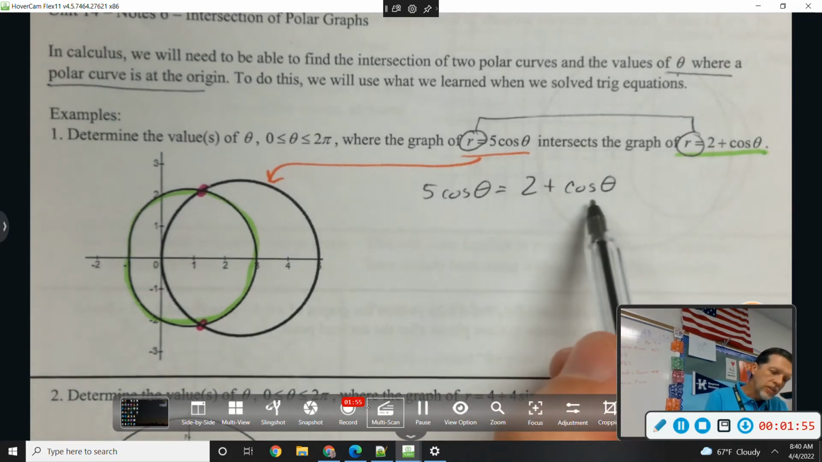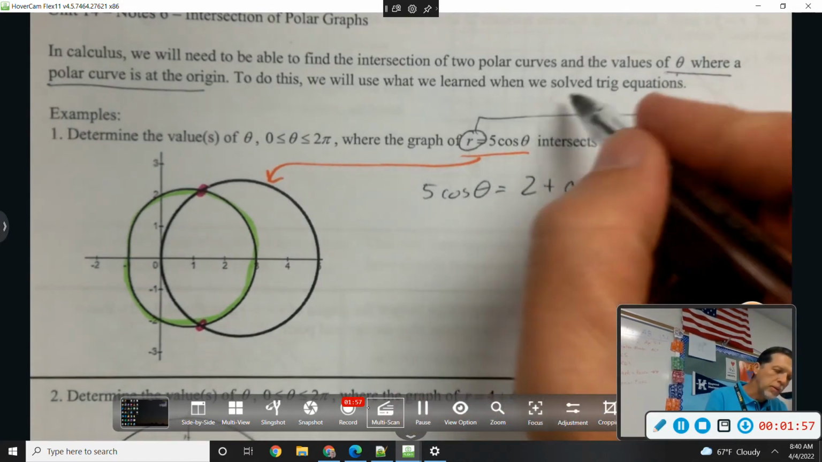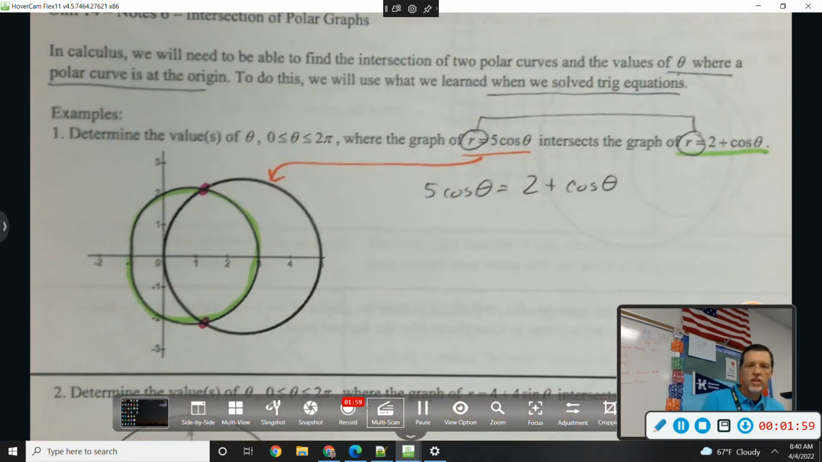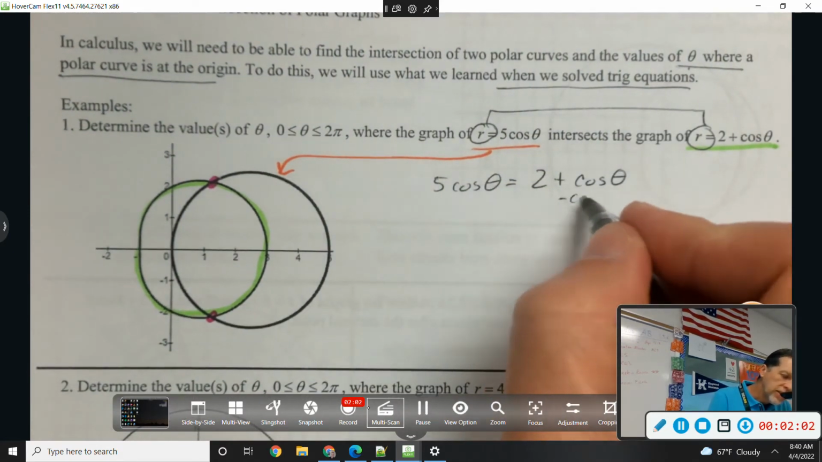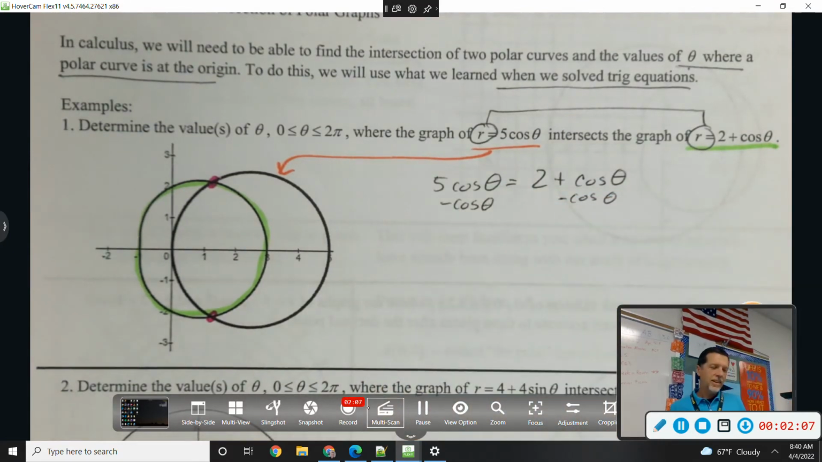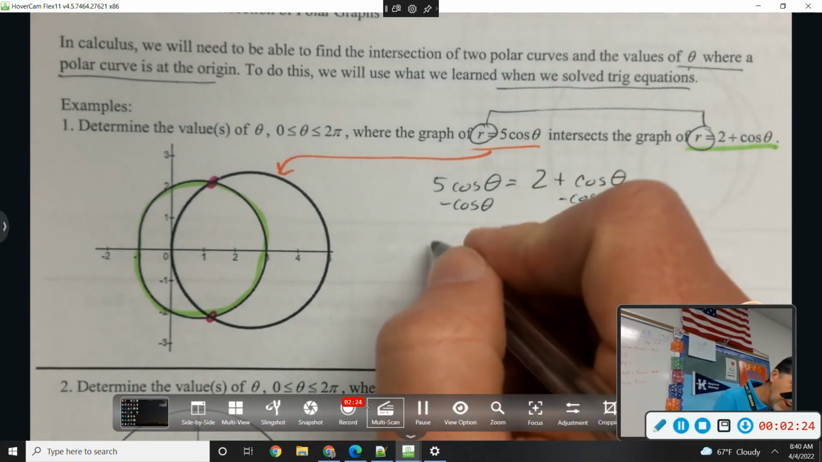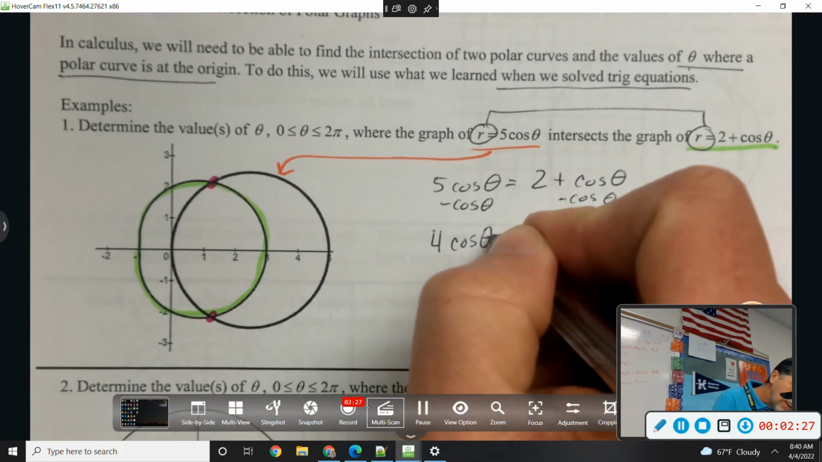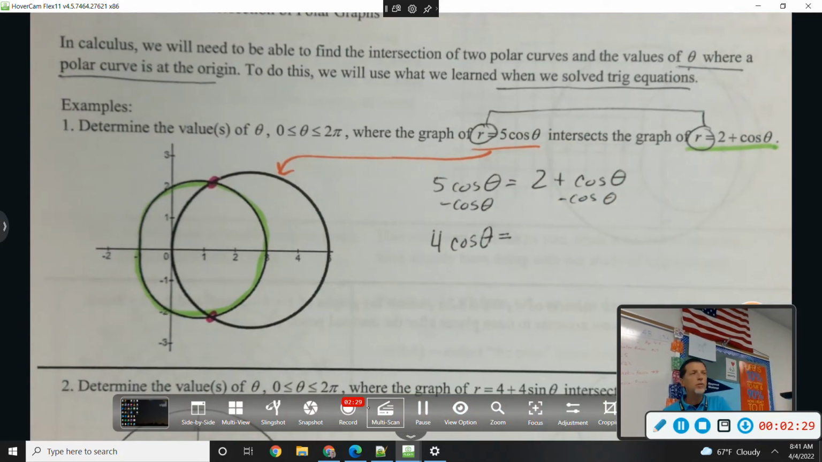And now this is just a problem from when we solved trig equations. So I'm going to move the cosine over. One of my favorite algebra mistakes of all time right here. 5 cosine theta minus cosine theta is 4 cosine theta. What is my favorite mistake to make that equal 5, right? Cosine thetas cancel each other out. No. 5 of them minus 1 of them equals 4 of them.